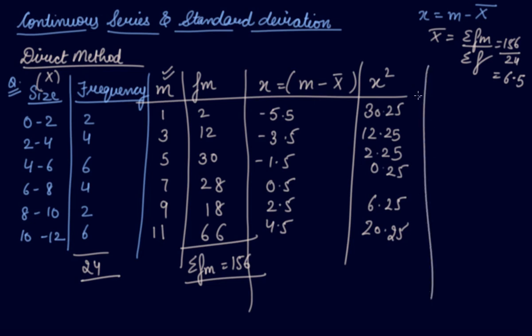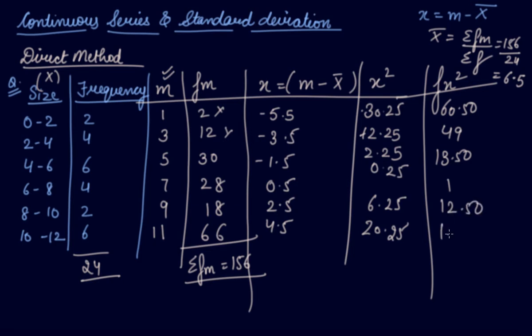Now see, the frequency is also given to you, so you will multiply it with the frequency. Multiply this by the frequency, then this by the frequency. So you will get the answer as 60.50, 49, 13.50, 1, then 12.50, then 1.50. So you add these, and you get summation f x square, which is 258.